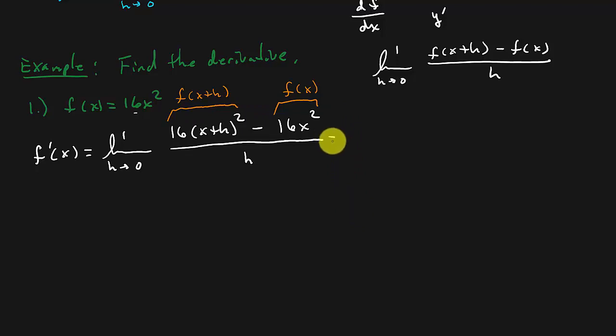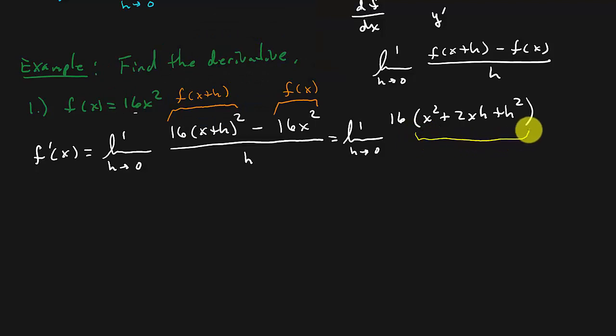All right. So here we've got 16. We've got the limit. Don't forget to bring the limit with you. The limit as h goes to 0 of 16 times x squared plus 2xh plus h squared. Okay. All right, so let's look at this real quick. Where did this come from?